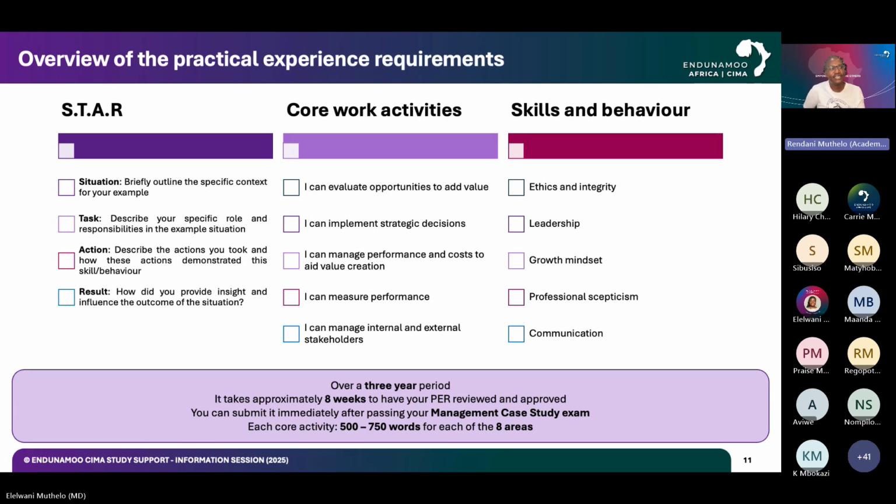You complete it on the core work activities, which are part of the blueprints. So you are going to show that you can evaluate opportunities to add value. You can implement strategic decisions. You can manage performance and cost to add value creation. You can measure performance, and you can manage internal and external stakeholders. CIMA is saying just tick 3. So choose 3 of those and then do a STAR for them. That means you've got a STAR for 3 of them.